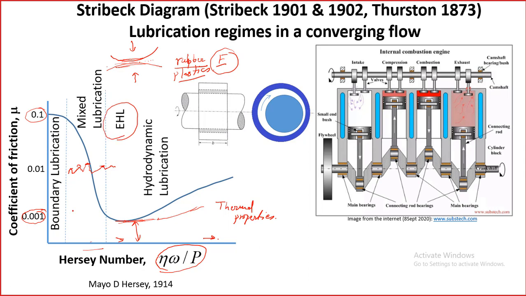This Stribeck curve can also be given in terms of H over sigma, where H is the film thickness and sigma is the standard deviation of the asperity heights. This is also known as composite roughness.